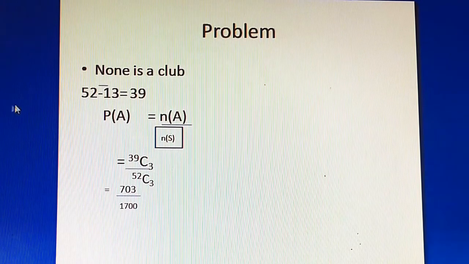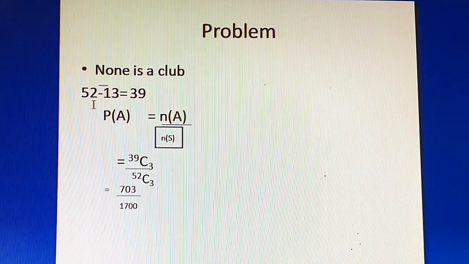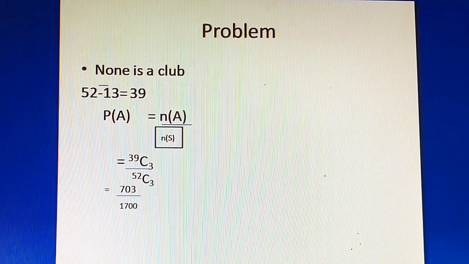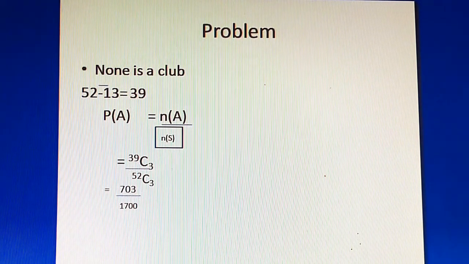Okay, so from 52 cards, you subtract 13 cards and that will give you 39 cards. So your favorable outcome will be 39C3 divided by 52C3. Your answer will be 703 divided by 1700. This is the answer.